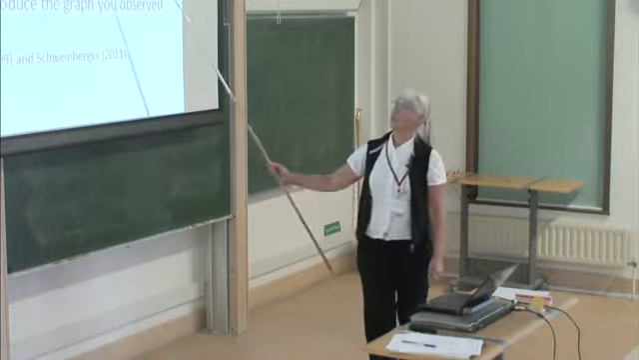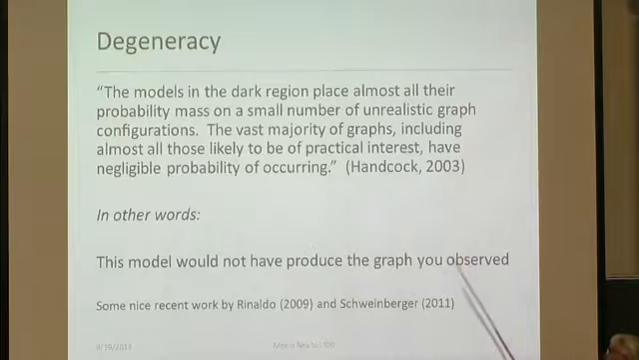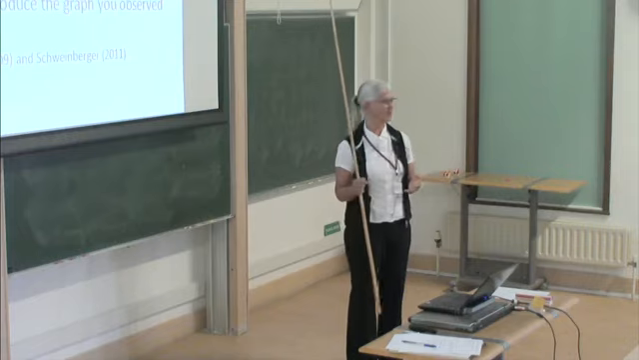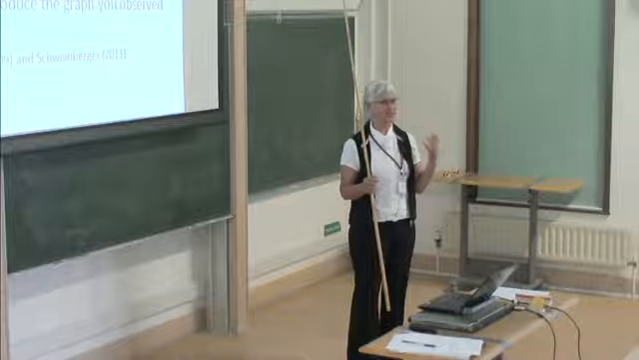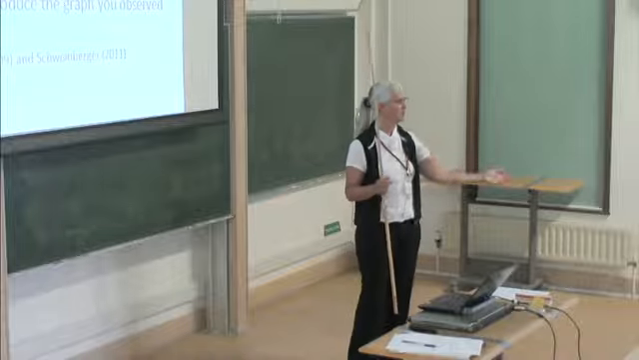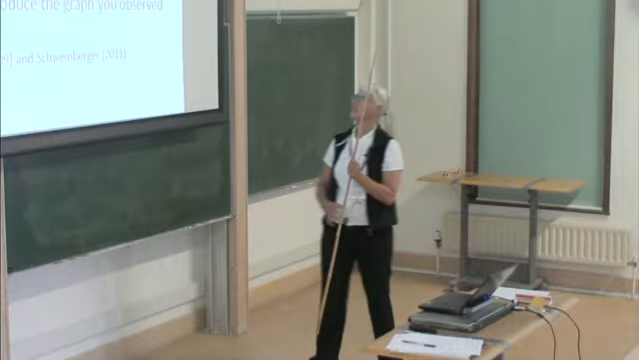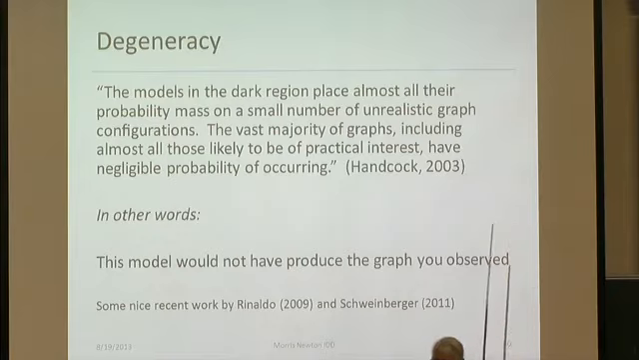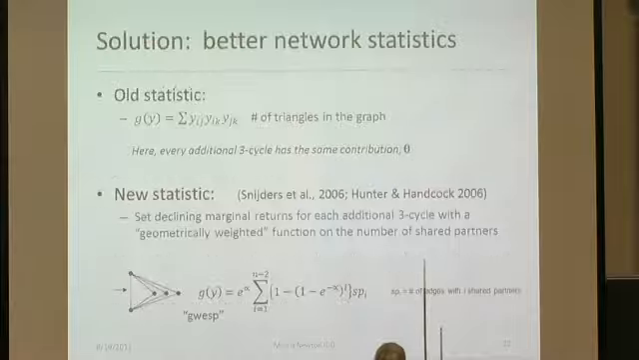So this was Mark's way of putting it. The simple way of putting it is this model would not have produced the graph you observed. And because it's using MCMC, which is kind of a dumb sniffer dog approach to estimation, the sniffer dog gets really confused, and so you go off these kind of cliffs and can't get back to trying to estimate something that would be close to the graph that you observed. And there's some really nice recent work by Alessandro Rinaldo and Michael Schoenberger on this.